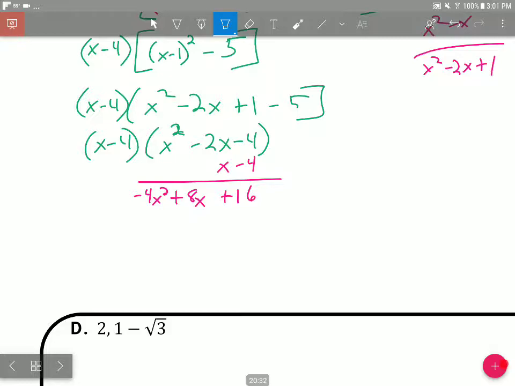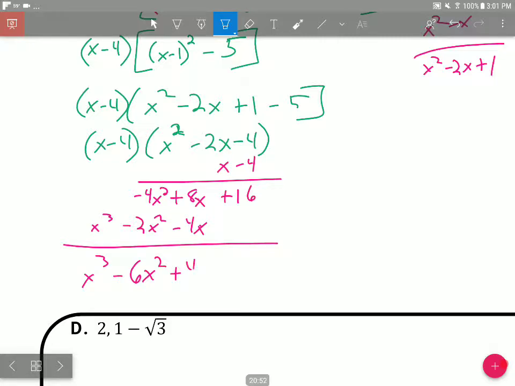Multiplying by x, x times x squared is x cubed. X times negative 2x is negative 2x squared. X times negative 4 is negative 4x. Again, I trust you would have gotten that eventually. And then you just combine your terms. All right? So x cubed minus 6x squared plus 4x plus 16. And that, again, has the solutions that were given to us above.